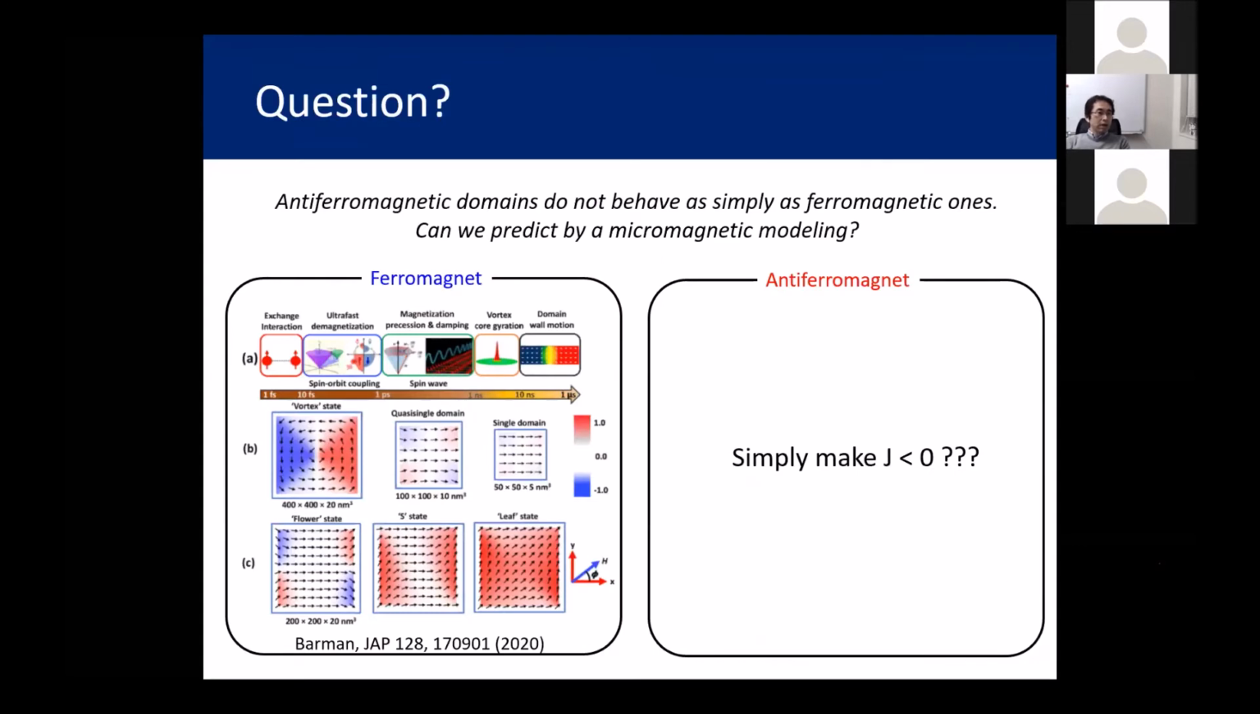So our question here is whether we can predict these antiferromagnetic domain behaviors by micromagnetic modeling. We know that micromagnetic modeling for ferromagnets is well established and widely used. One might think that it is easy, simply setting the exchange constant to be negative for the antiferromagnetic simulation. However, this is not really true for simulating actual antiferromagnetic materials.